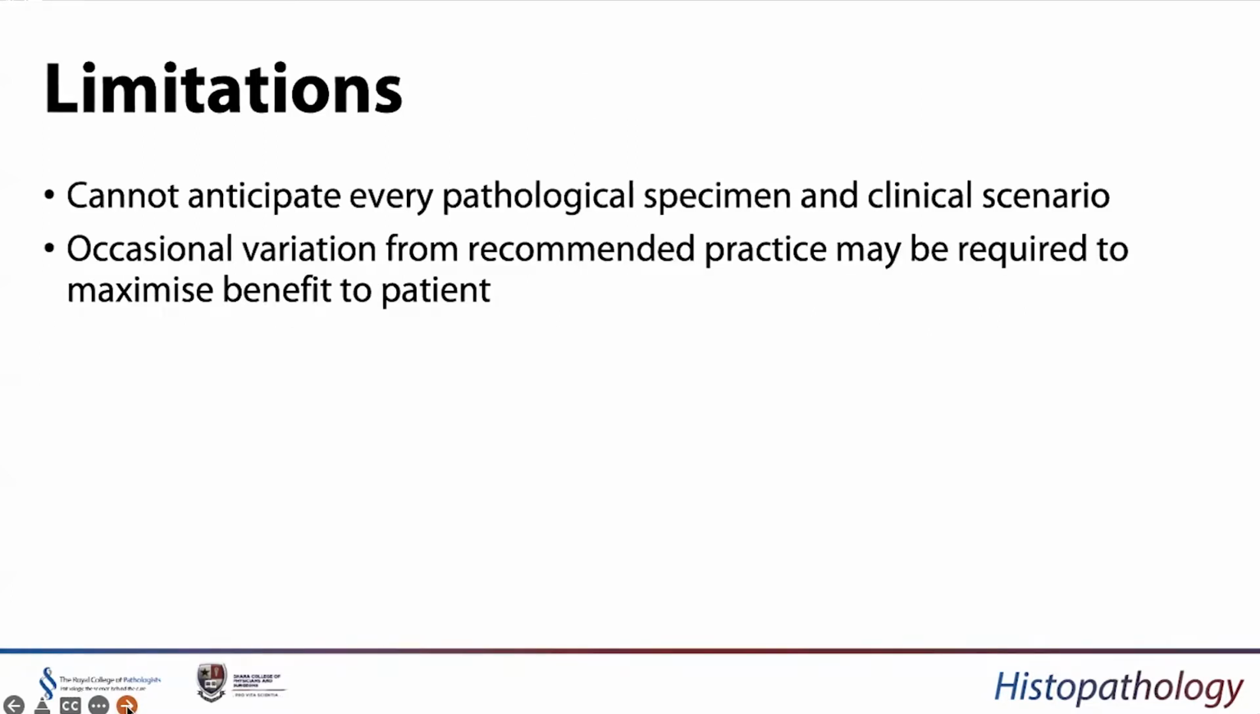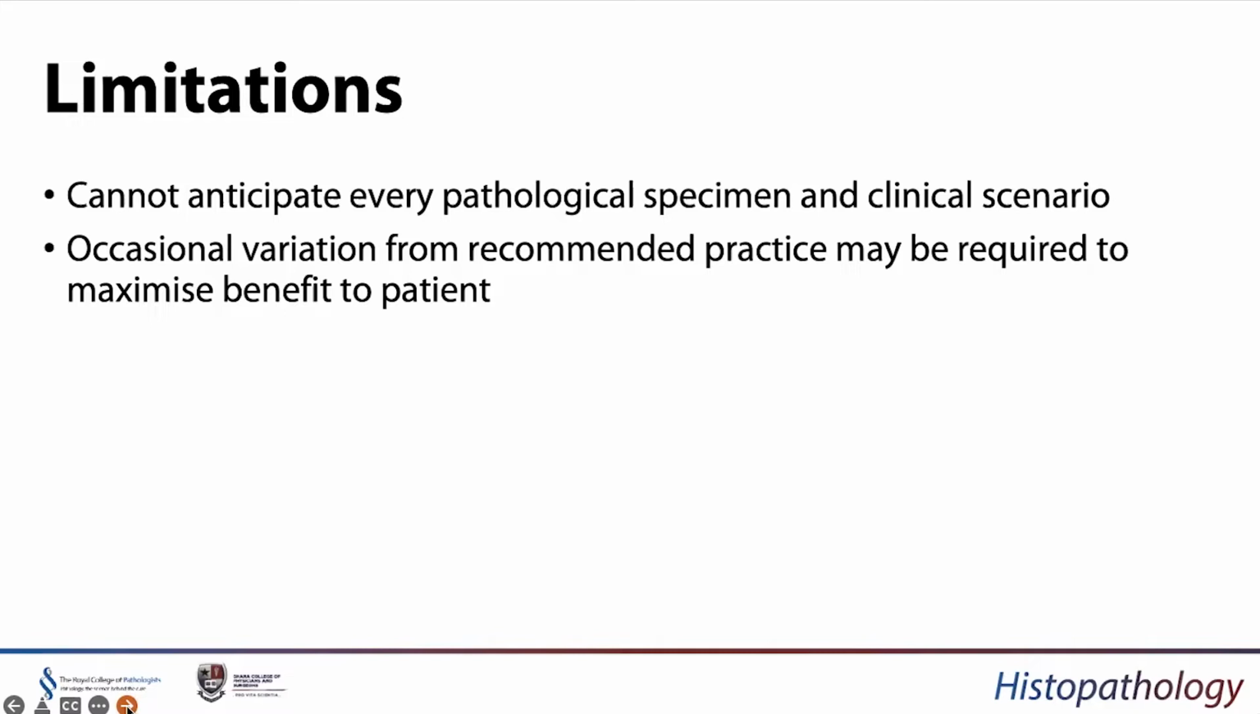What are the limitations of data sets? Well, they can't anticipate every pathological specimen and clinical scenario. So whilst they cover the common types of specimen in that tumor site, they can't predict everything. And so there does need to be some occasional variation from the recommended practice to maximize the benefit for the patient. So these are guidelines.